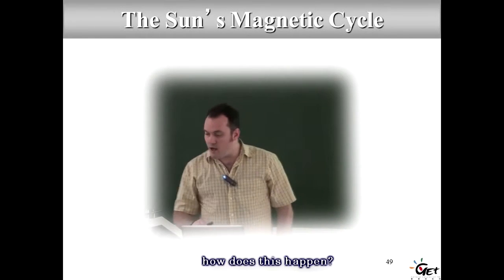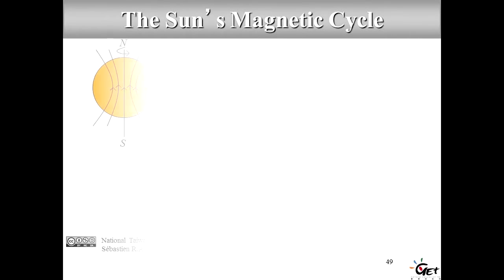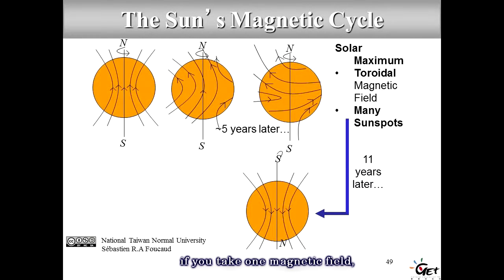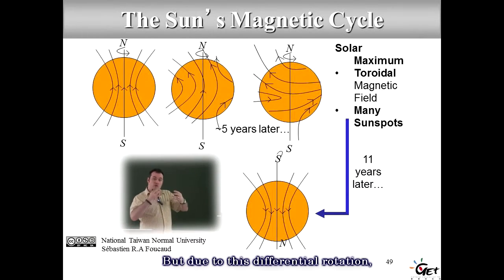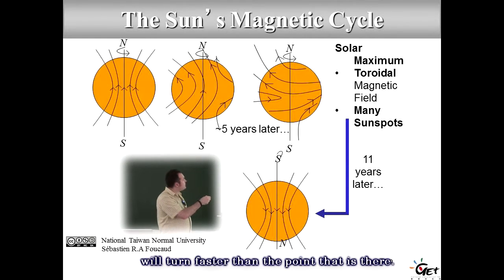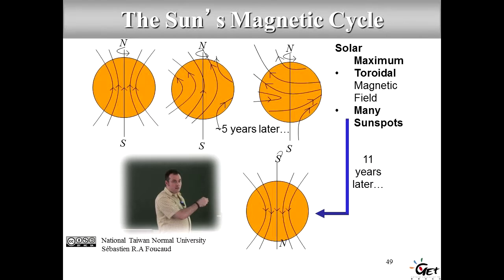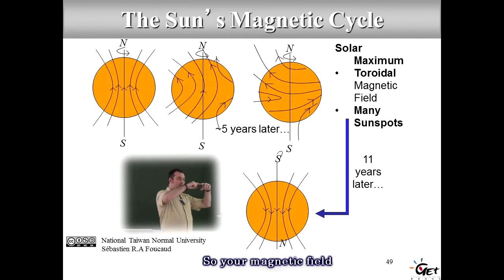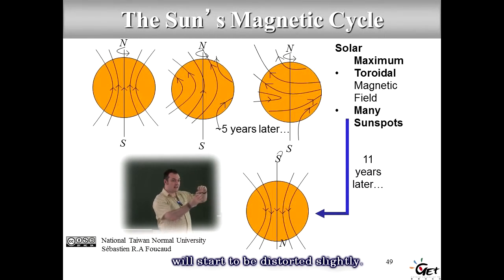So, how did all this happen? If you take one magnetic field, with the magnetic North Pole and the magnetic South Pole, you start with one magnetic field that's going from north to south, following the surface of the Sun. But due to this differential rotation, the point that is there will turn faster than the point that is there. So your magnetic field will start to be distorted slightly.